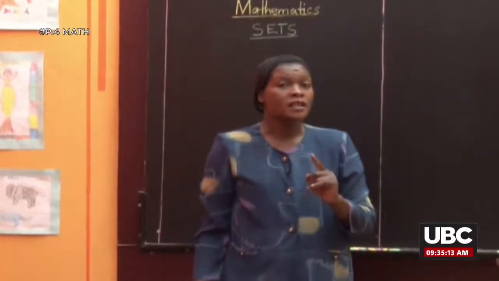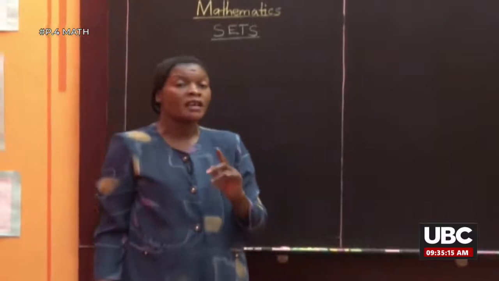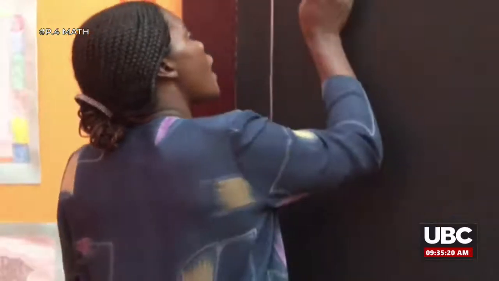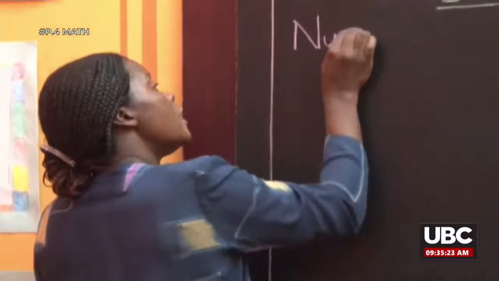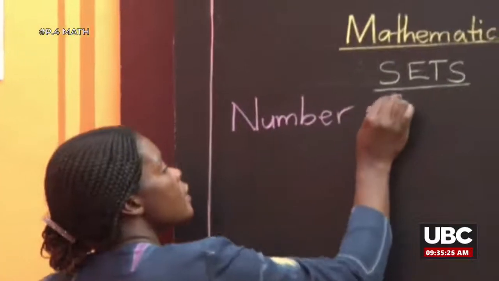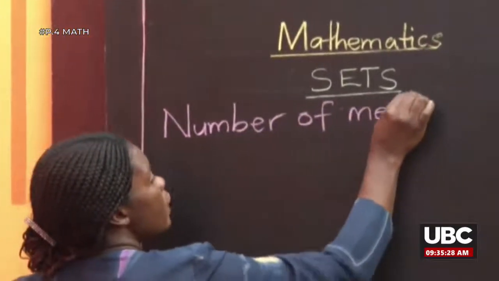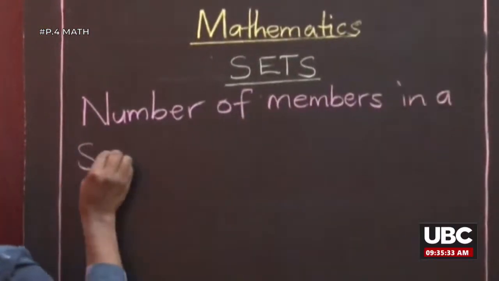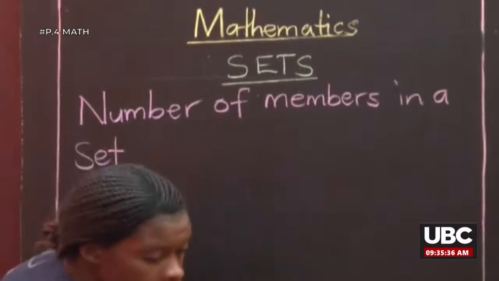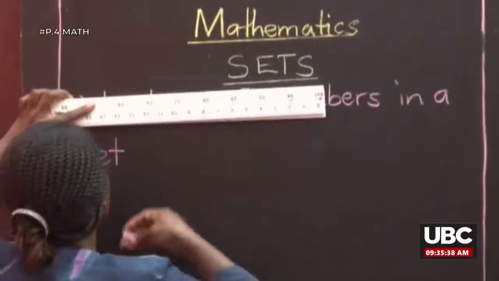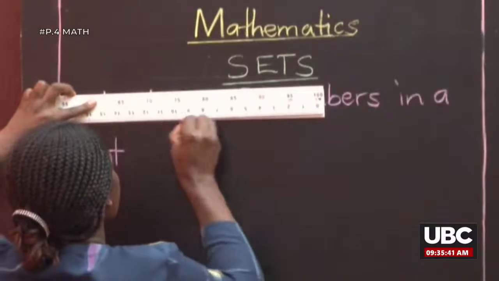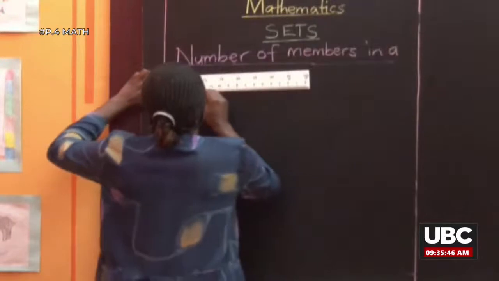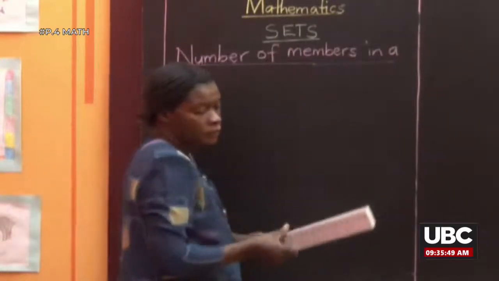We are going to look at different ways of getting the number of members in a set. We are still looking at the number of members in a set. There are different sets which we are going to look at today, and our main concern is looking at the number of members in those given sets.